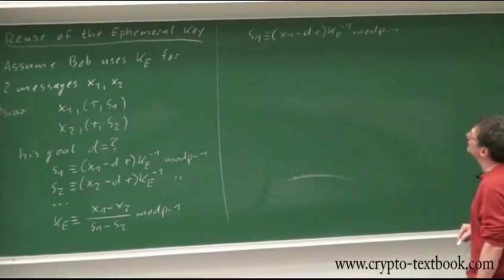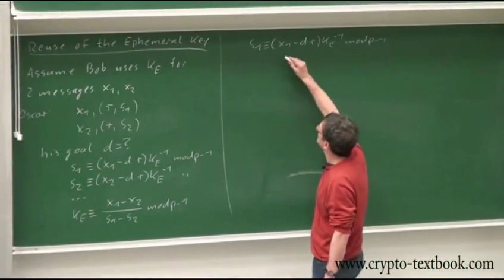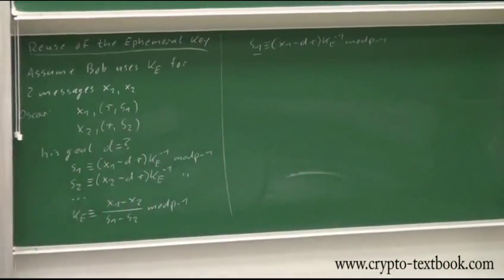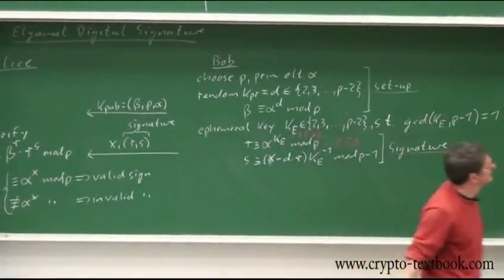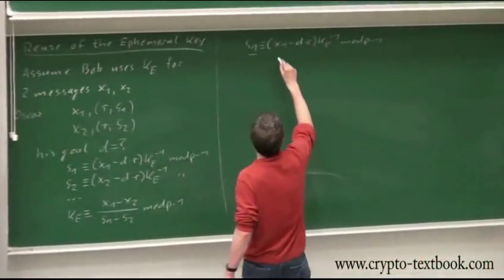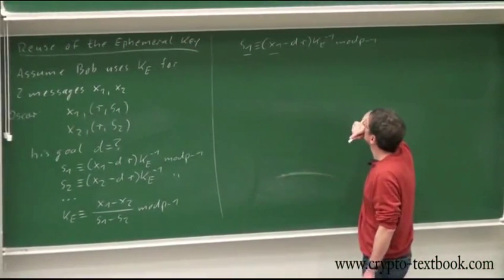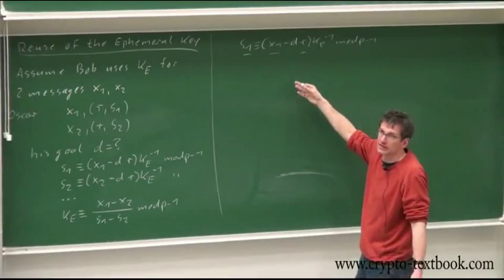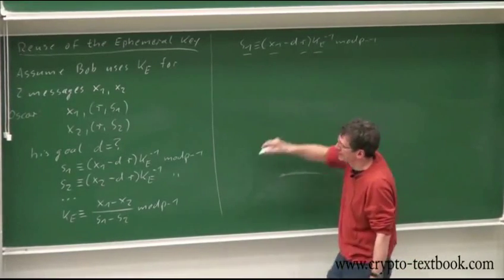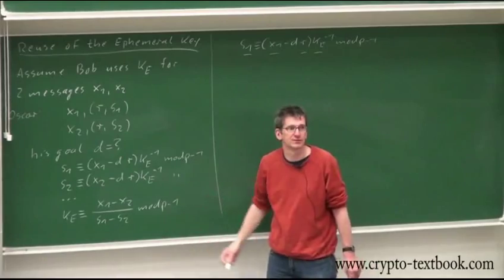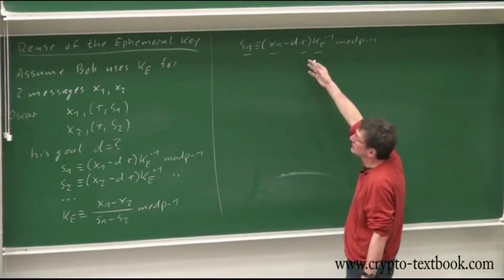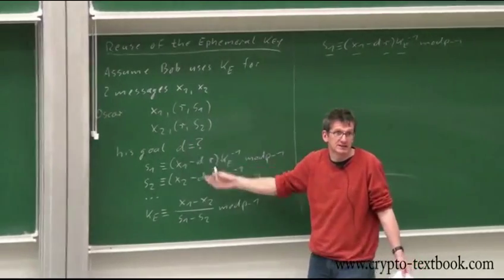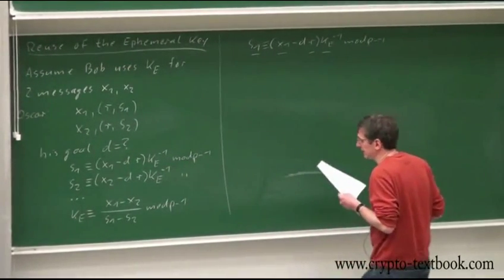So what is known in this equation? Well, he knows S1. This is going over the channel, right? He knows X1, which is also on the channel. He knows R, which is on the channel. And what he didn't know before was KE, but he knows that from the first calculation. So the only thing left is, the big prize is D. And he gets that.